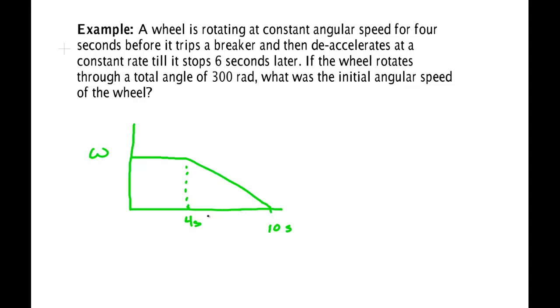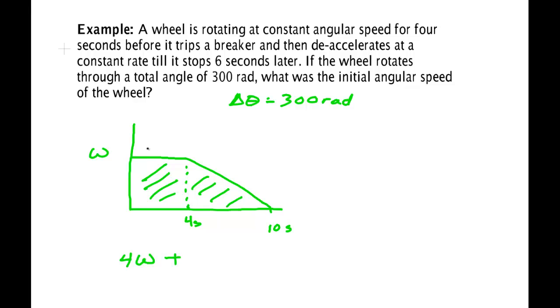That's 10 seconds. The wheel rotates to a total angle of 300 rads. That's delta theta. 300 rads. That's the area under this curve. So I know that 4 omega, that's the area of this rectangle, plus this, which is 6 omega over 2, that's the area under that triangle, 1/2 base times height, is equal to 300 rads. They want to know what omega is. I can find that.